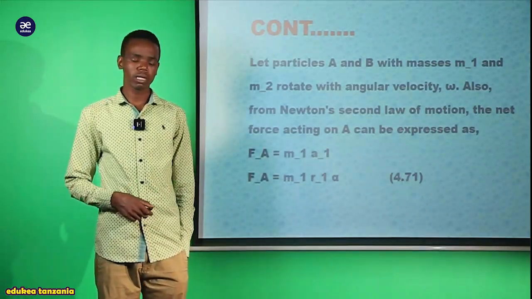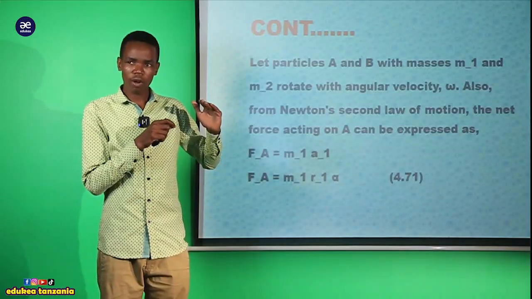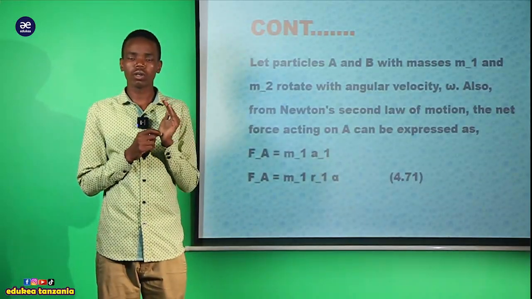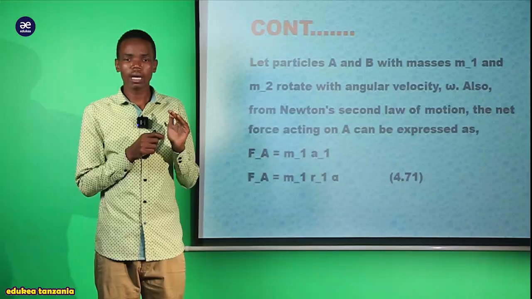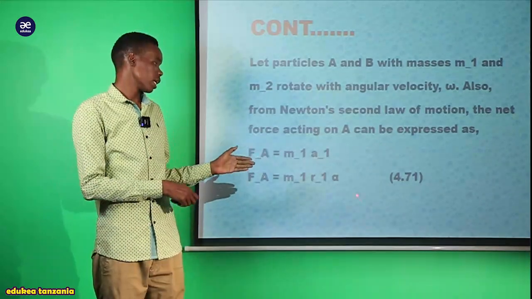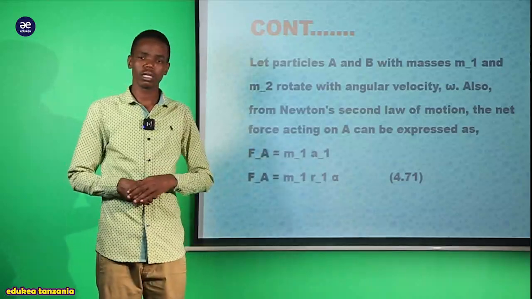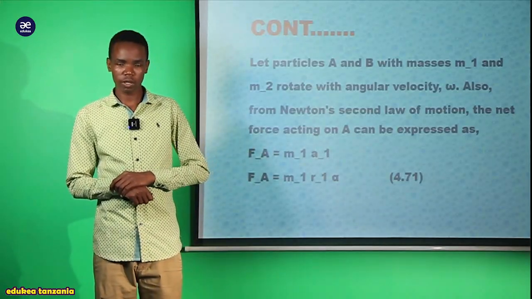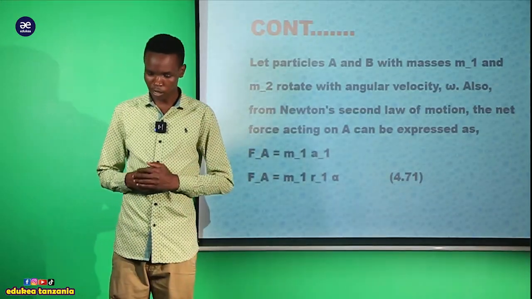So we can conclude by saying that the force along point A must be equal to mass 1, times the radius 1, times the angular acceleration. This could be our equation number 71 for our first topic here.